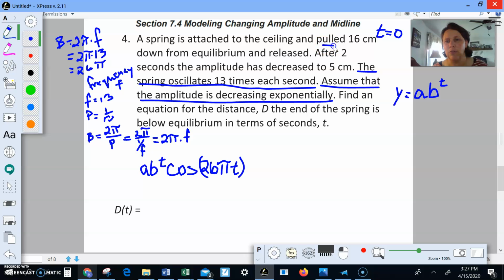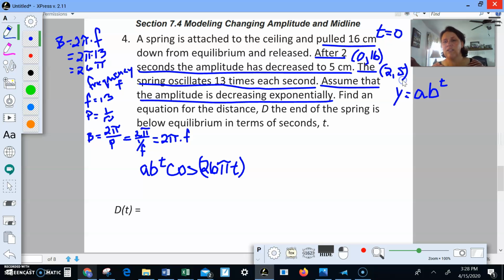It says that it is pulled 16 centimeters from equilibrium at time t equals 0. We can write that as an actual coordinate point. At time t equals 0, the length of that spring is 16 centimeters from equilibrium. That gives us a point on our exponential line right here. They also give us another one. Then it says after 2 seconds, the amplitude has decreased to 5 centimeters. So t is in terms of time, and that's our x value. So this one is 2 seconds and 5 centimeters.